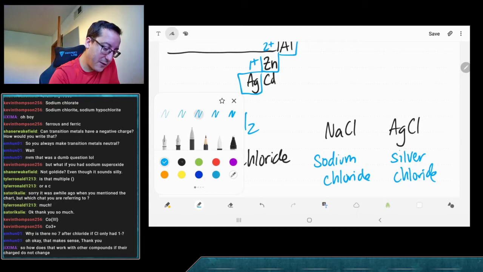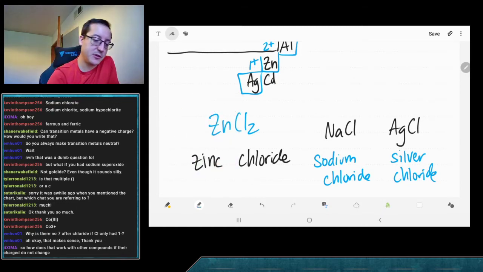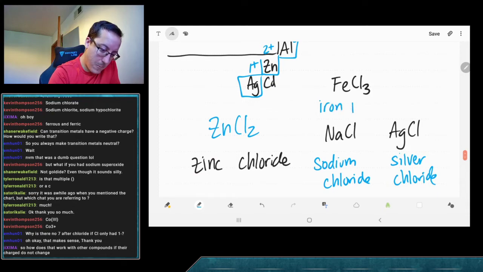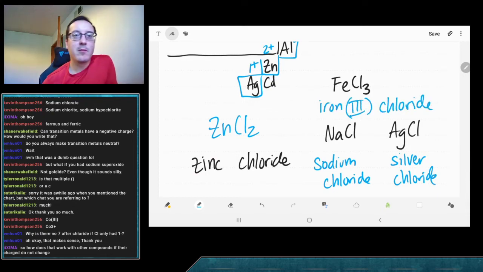However, if we have a metal that is not one of these fixed charges, like this one, we would have to say iron 3 chloride. For their naming, treat silver, zinc, and cadmium as if they were just like sodium or calcium or one of the other metals that has a fixed charge.